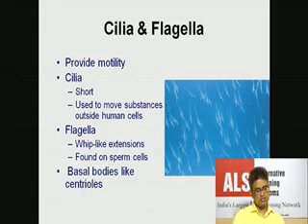Okay, cilia and flagella. Cilia and flagella we have to do today. Cilia are short and used to move substances outside human cells. So inside your bronchial tract, the respiratory passage, do you wonder why we sneeze, why we cough? It is all because of the action of cilia. If the cilia are unable to remove any foreign particle, you get a sneezing reflex or a coughing reflex. Cilia remove the unwanted bacteria away from your respiratory passage.